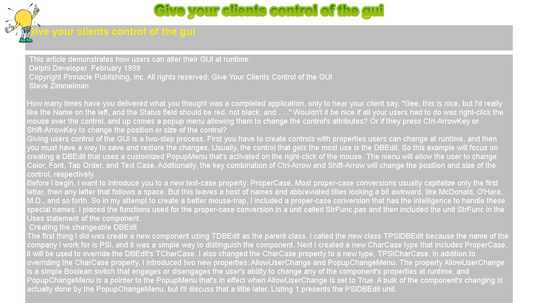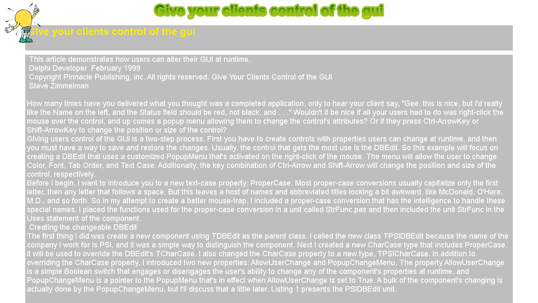Before I begin, I want to introduce you to a new text case property, proper case. Most proper case conversions usually capitalize only the first letter, then any letter that follows a space. But this leaves a host of names and abbreviated titles looking a bit awkward, like McDonald, O'Hara, MD, and so forth. So in my attempt to create a better mousetrap, I included a proper case conversion that has the intelligence to handle these special names.